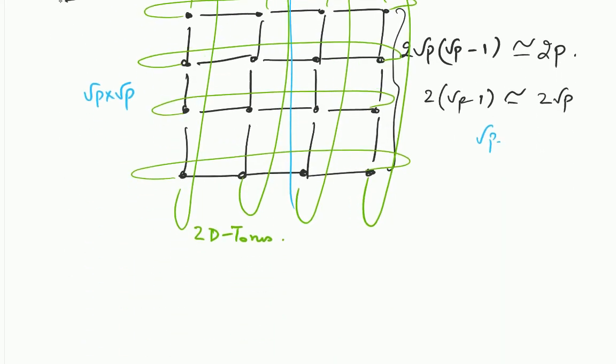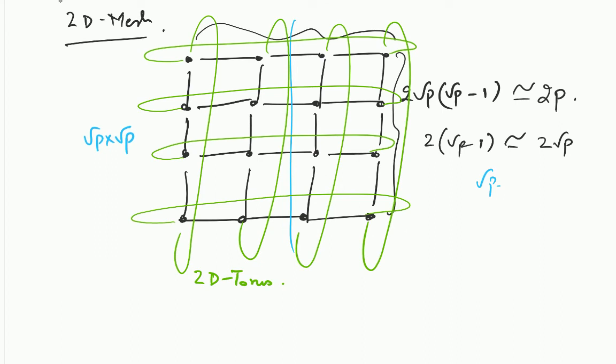Diameter, what is the diameter in this new network? What was the diameter in the earlier one? 2 root p. Is it still 2 root p? No. What is it now? Which are the furthest pair of nodes? Can you tell me one pair of furthest nodes? Okay. If this is one node, which node is furthest to this node?